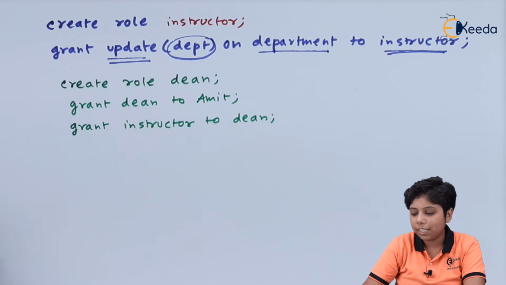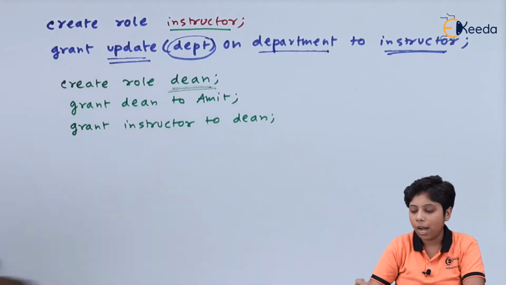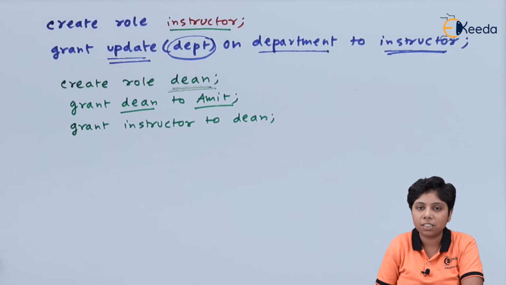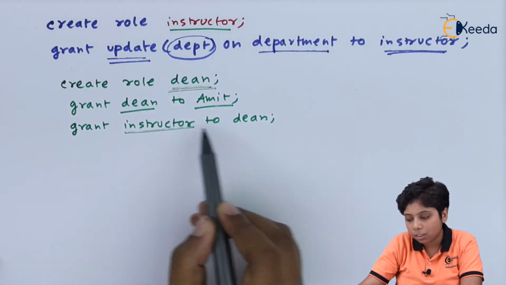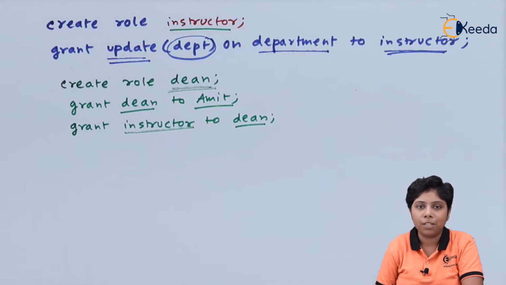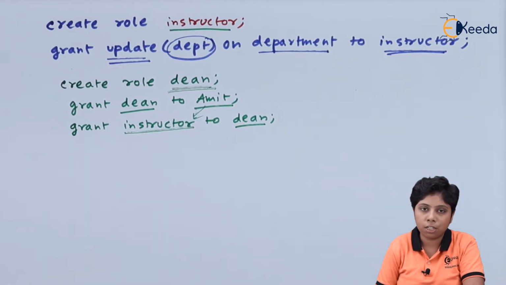Now here we can see that we are first creating a role dean, and we have already created a role instructor. Now I am granting the role Dean to Amit. That means I am considering Amit as a Dean of my department. Next, I am granting the instructor to Dean. That means an instructor role can be performed by a Dean. Now Amit is indirectly given the role of an instructor because he is already a Dean.